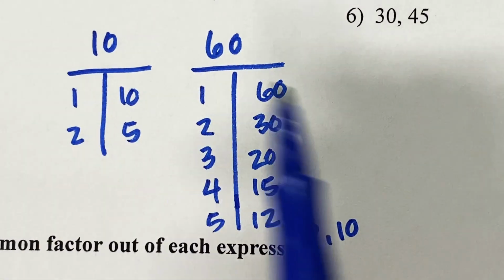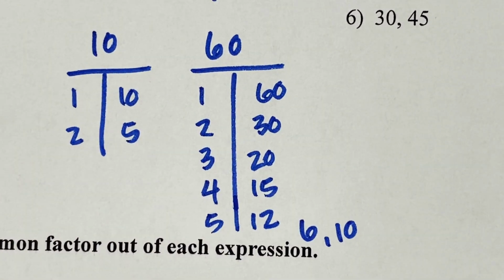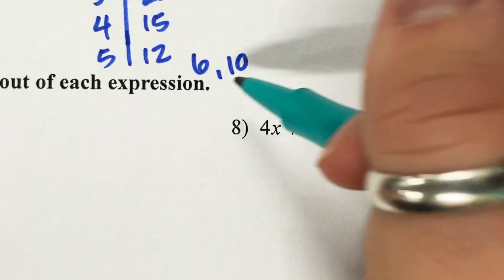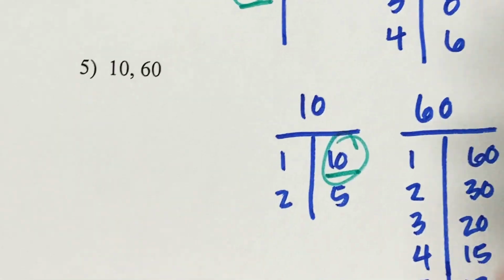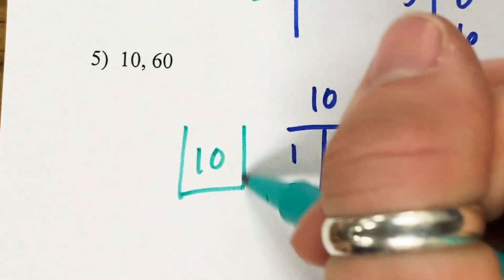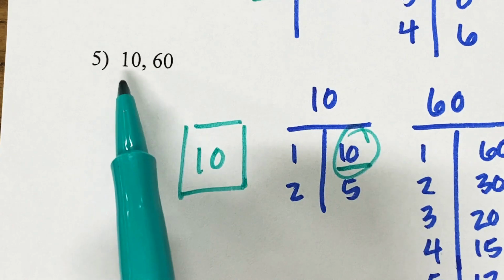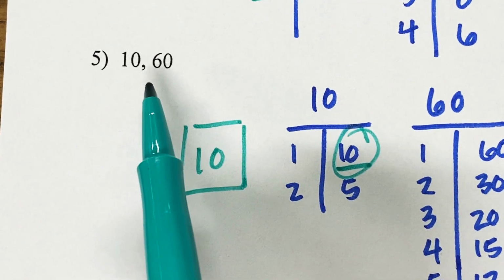Okay, so we're good. So our factor list for 60 was actually pretty big. What is the biggest number that's on both of these lists? On 10 I see 10, and then on 60 I see 10. So we know that our greatest common factor for 10 and 60 is 10. Sometimes one of the numbers is actually a factor of the other number.